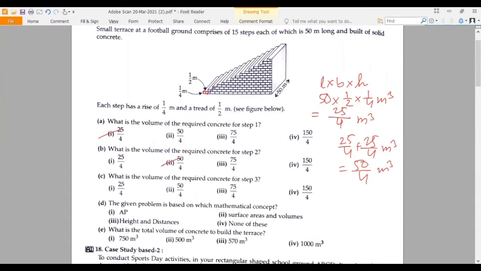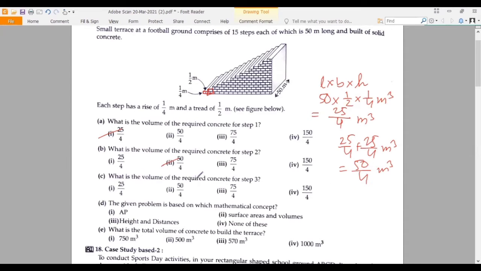Also you can use the formula length into breadth into height and you will get the same thing here, because length here is 50 and breadth, that is the width here, is 1 by 2. This one is the second step, width 1 by 2, but the height will change. The height will be 1 by 4 plus 1 by 4, that is 1 by 2. Same thing, 50 by 4 you will get.